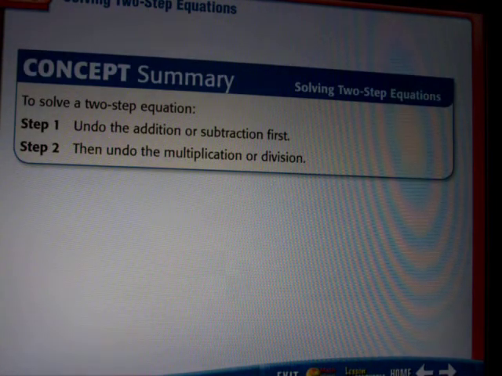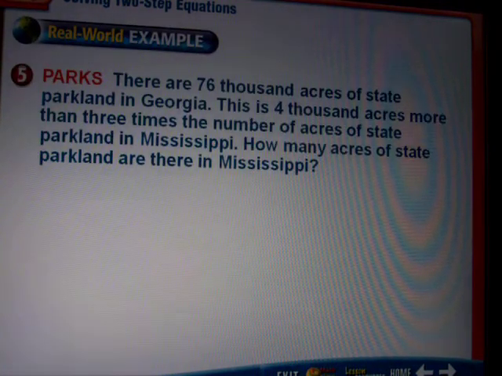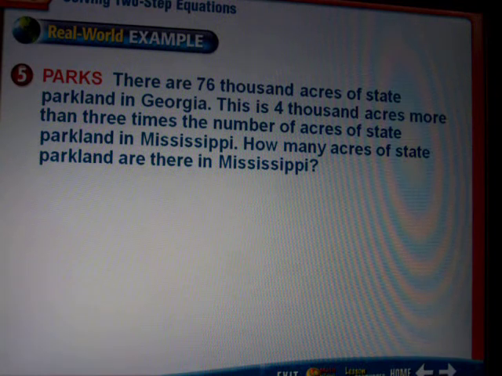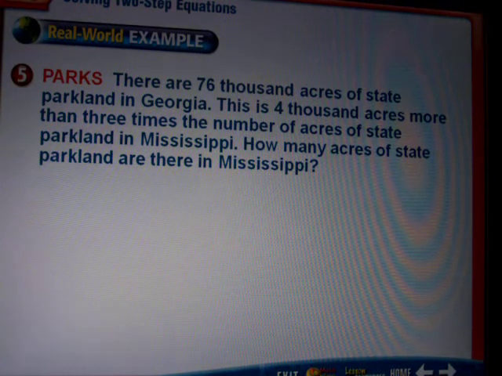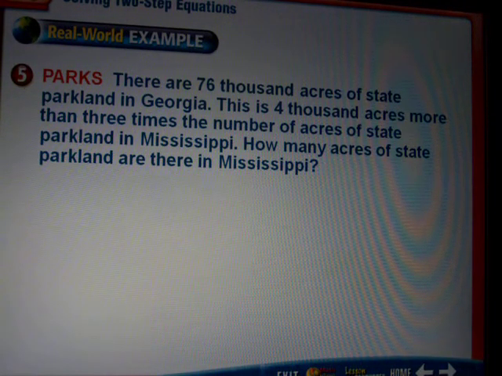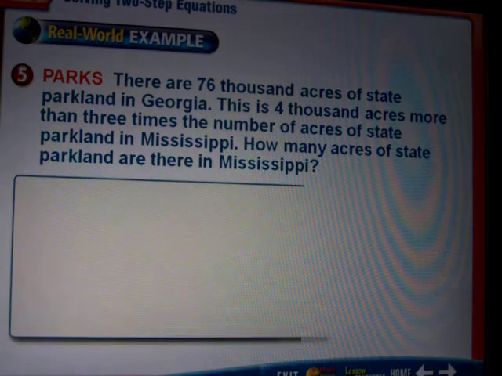Alright, so just to review, to solve a two-step equation, you're going to undo the addition or subtraction first, then you're going to undo the multiplication or division. So here's a real-world example of solving these two-step equations. There are 76,000 acres of state parkland in Georgia. This is 4,000 acres more than 3 times the number of acres of state parkland in Mississippi. So how many acres of state parkland are there in Mississippi?